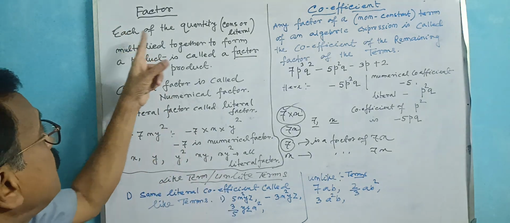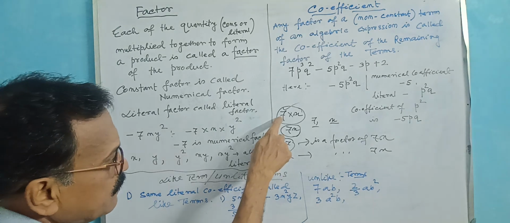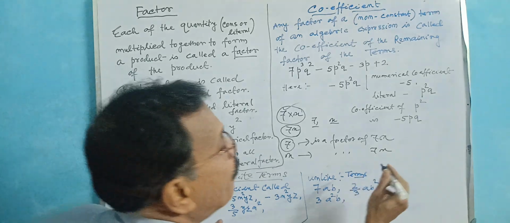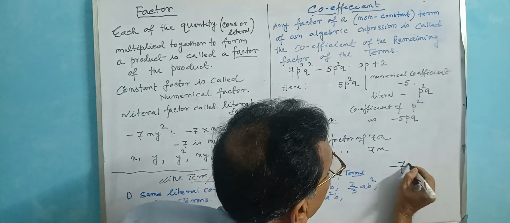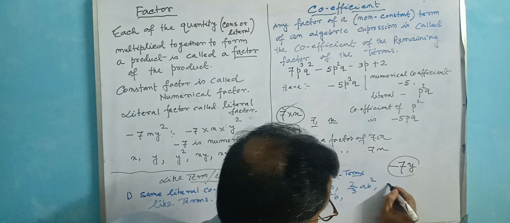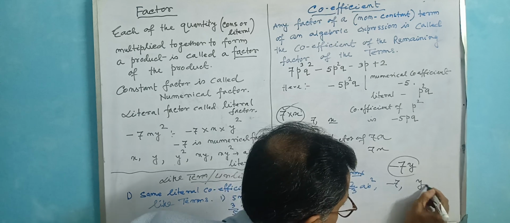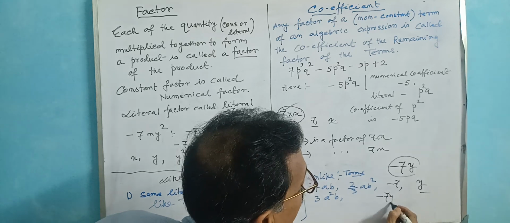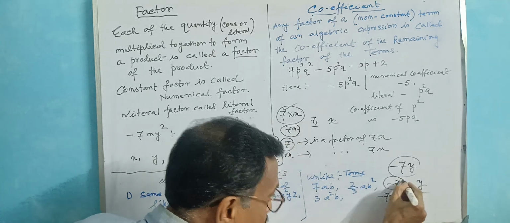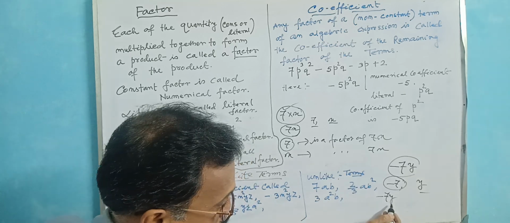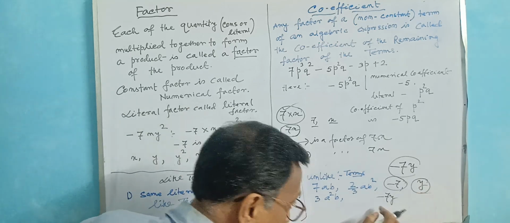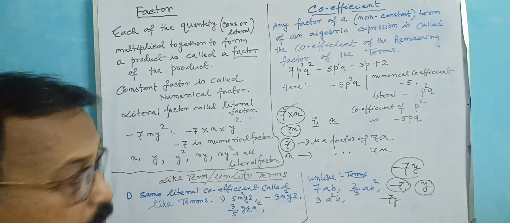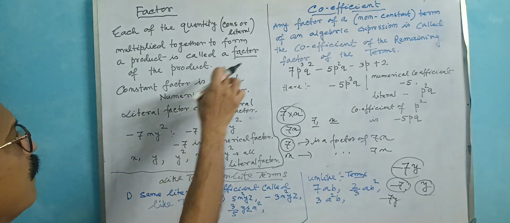Factor means each of the quantities, each means 7. Suppose here minus 7y. Separately minus 7 is a quantity, y is also a quantity, and both are multiplied to form minus 7y. So separately minus 7 is a factor of minus 7y, and y separately is a factor of minus 7y. That is the very important thing. So these are called the factors.